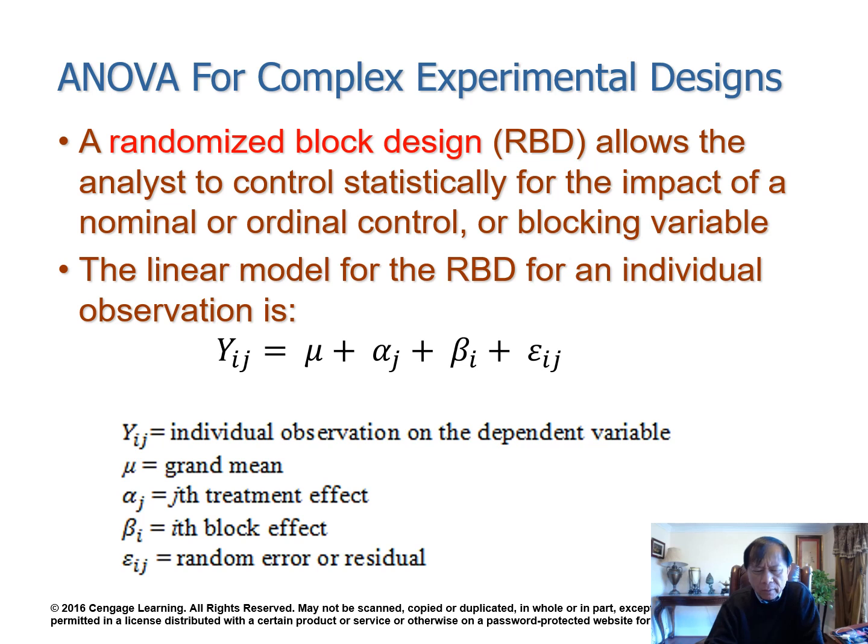The linear model for that: Y is the dependent variable, the ijth observation on the dependent variable. Mu is the grand mean. Alpha j is the jth treatment effect. Beta i is the ith block effect, and E is random error, or the residual. That's the model for the randomized block design.